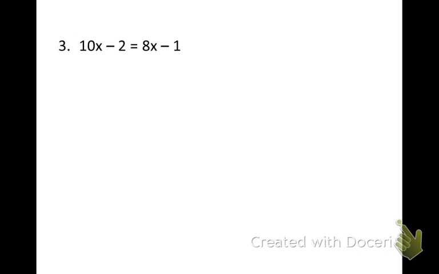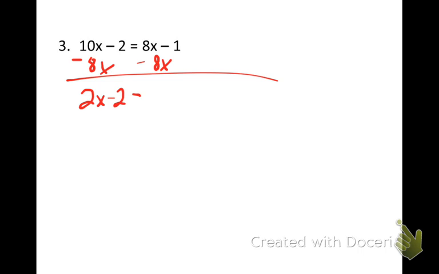Again, in this problem, we want to get the variables together, so I would like to subtract 8x from each side. So I subtract 8x from each side. I am left here with 2x minus 2. On this side, be careful, it's negative 1 that is left, so don't lose that negative sign. So now I would need to add 2 to each side.